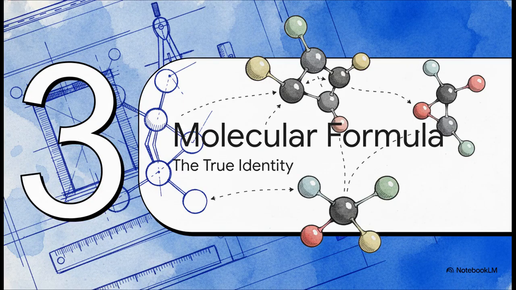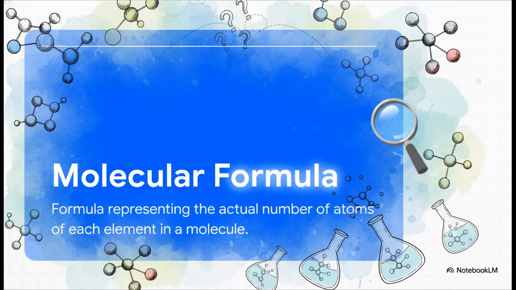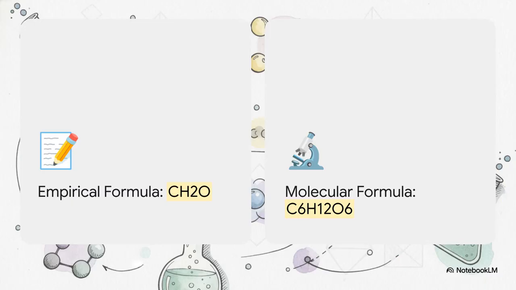Section 3. The true molecular formula. All right, so while the empirical formula gave us the basic proportions, the molecular formula gives us the actual real-world reality of the molecule. This is essentially the ultimate goal of all our chemical detective work. This formula tells us exactly how many individual atoms of each element are physically bonded together in a single, actual molecule floating around in our beaker. You can really see the difference here.